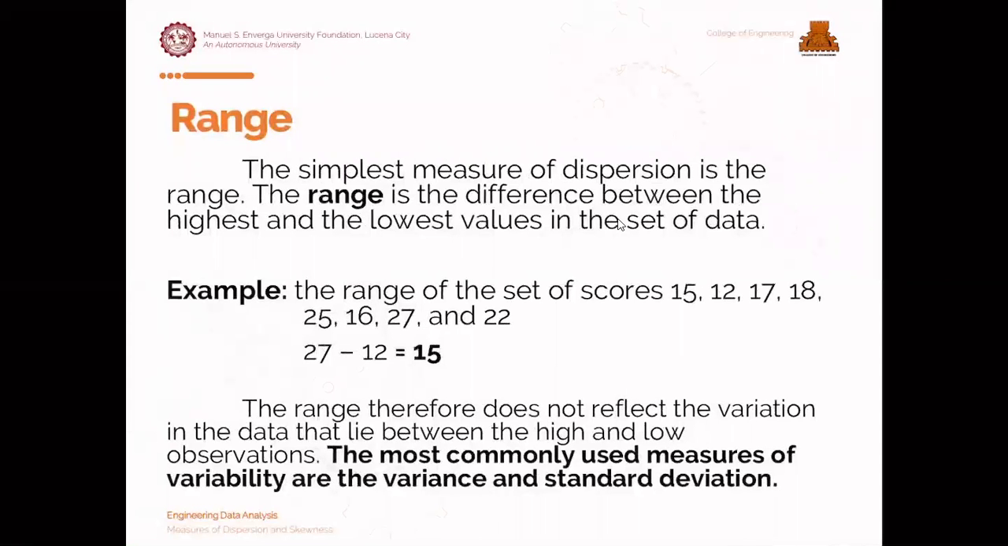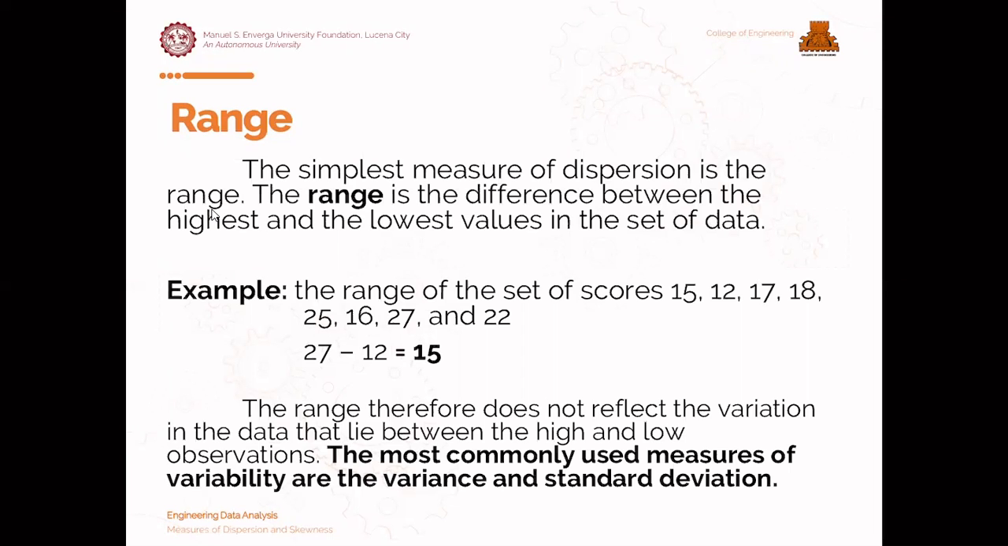Okay, so when we say range, we already calculated this one from the previous lecture. Pero formal definition lang niya is the difference between the highest and lowest value in the set of data. So let's say we have this set of numbers 15, 12, 17, 18, 25, 16, 27, and 22. So what we do usually is to arrange this set of data in increasing or decreasing order. Then once we arrange that, we try to identify which numbers are the lowest and the highest value from the given set. Then we try to extract those numbers and get the difference of the two.